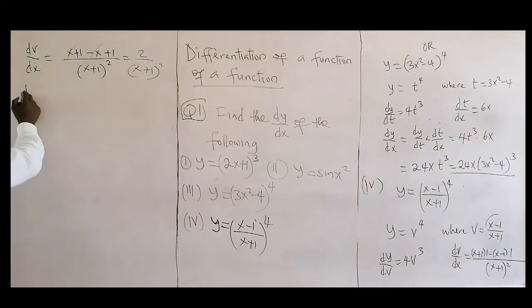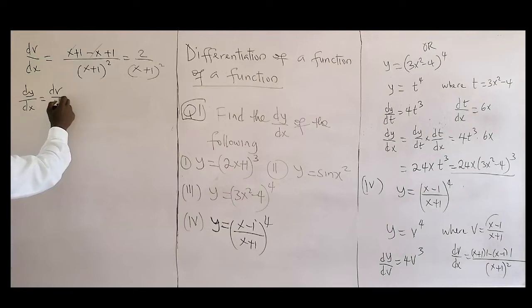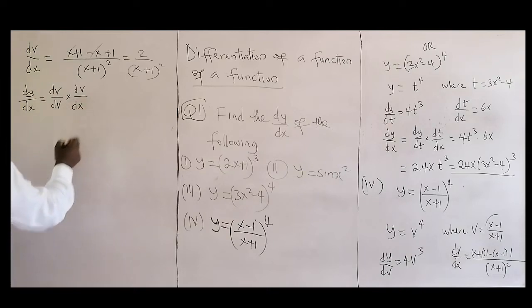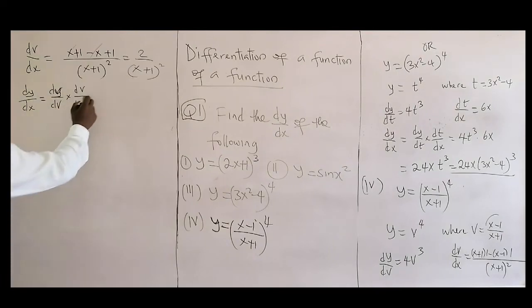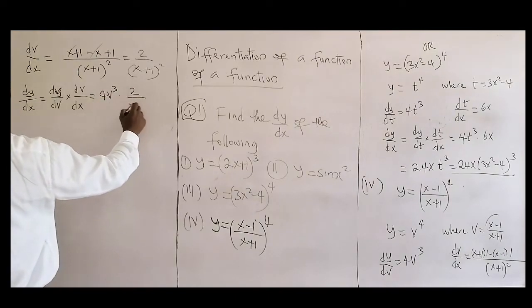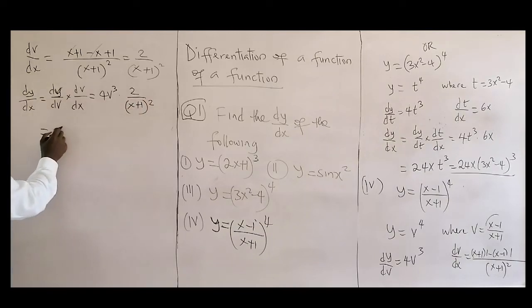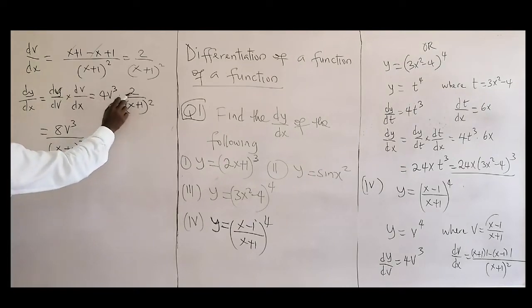Then we can get dy/dx. dy/dx will be equal to dy/dv times dv/dx. So dy/dv is 4v³ times dv/dx, which is 2 over (x+1)². That will be equal to 8v³ over (x+1)². 4 times 2, that's 8.